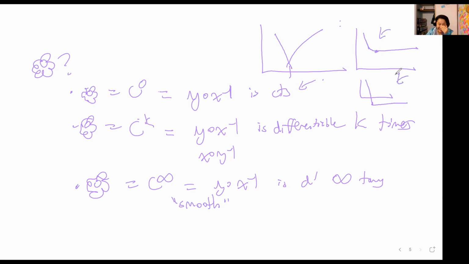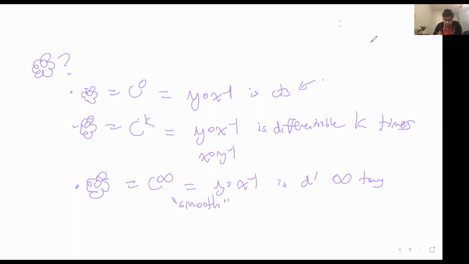Wait, hold on. I'm actually not so familiar with calculus. What is a case when you can take the second derivative, but not the third derivative, or something like that? At what point?